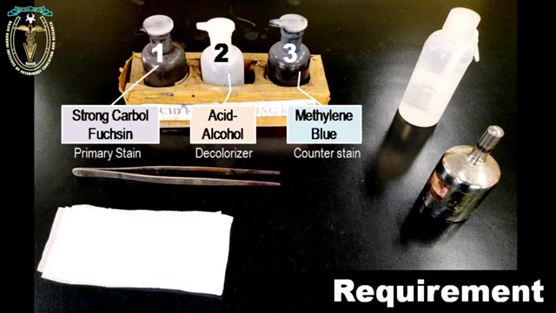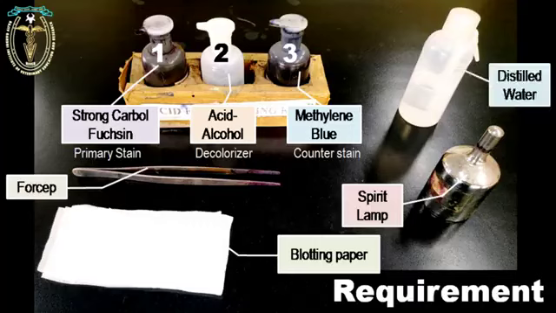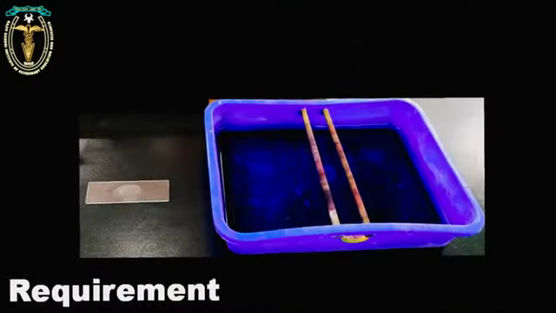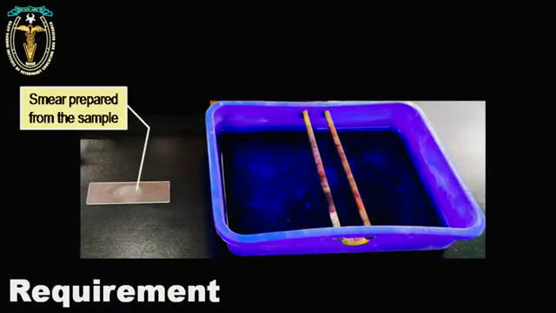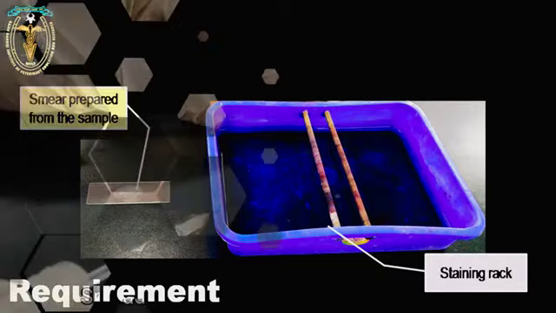Apart from this, the other requirements are the forceps, the blotting paper, the spirit lamp, the distilled water, and the smear prepared from the sample, which is air-dried and heat-fixed. And lastly, the staining rack. These are the requirements for conducting the acid-fast staining procedure.